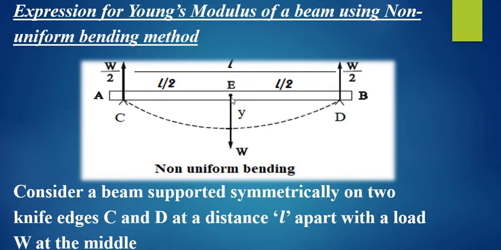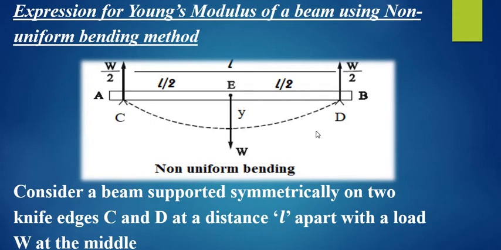Here, the force W acts vertically downward at the point E, and the force of reaction splits into two parts, W by 2 at C and also W by 2 at D. The force W acts vertically downward, and the reaction forces act vertically upward at the knife edges C and D.